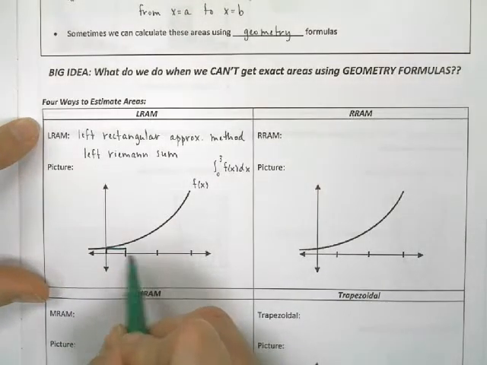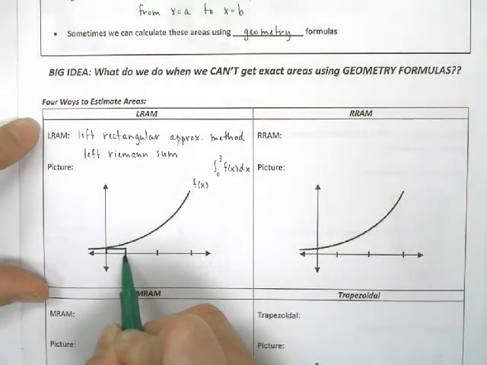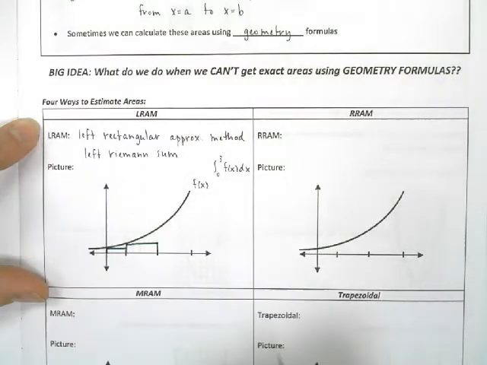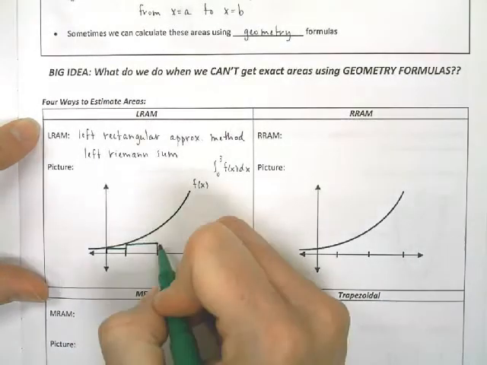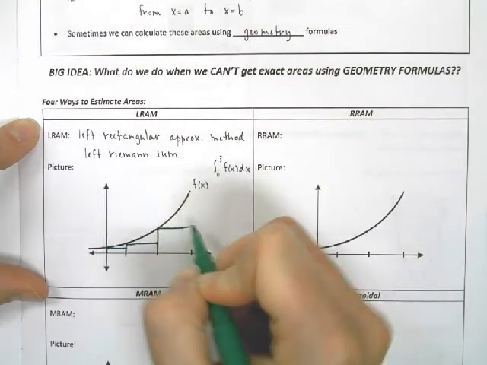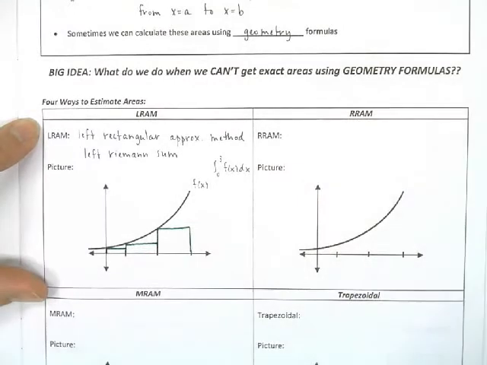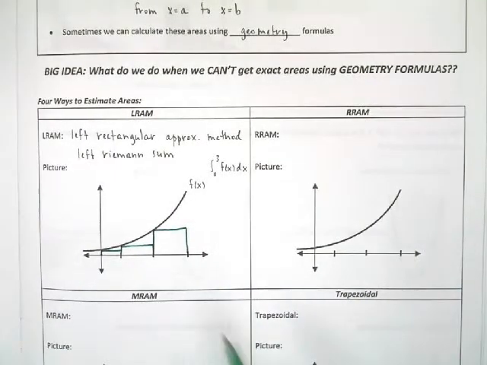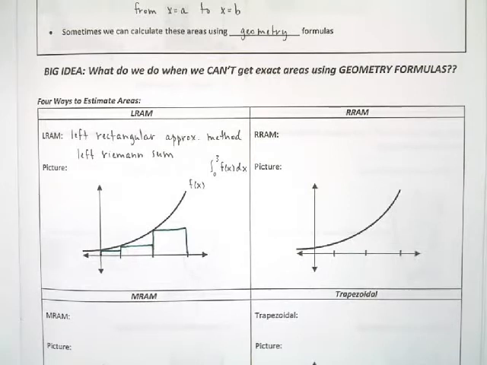From 1 to 2, obviously the left-hand point is at 1. I'm going to draw up to that curve and then over. So I draw a rectangle with that height. And then the same thing from 2 to 3. Do it up to the curve, draw a rectangle over with that height. Now you can really easily see here why this is just an approximation, right? Obviously I've left all of this area out, but this is a way that we're going to approximate these areas.